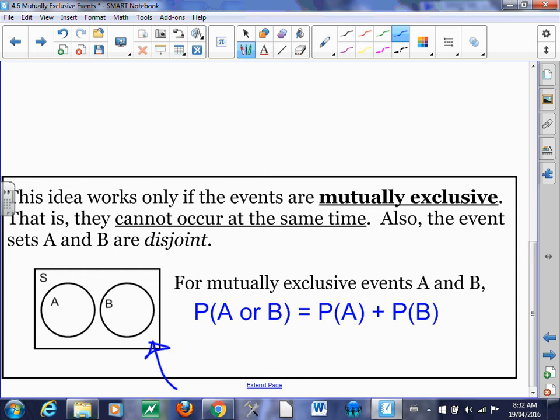Okay, so this idea only works if the events are mutually exclusive. Okay, that is, they cannot occur at the same time, which means, again, there's no overlap. Okay, also the event sets A and B are disjoint. Okay, all right. So just remember that because they're disjoint, there's no overlap.